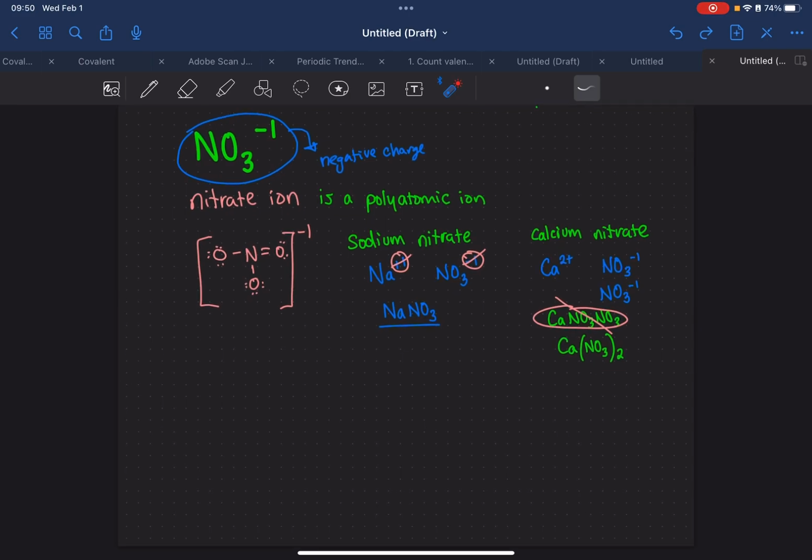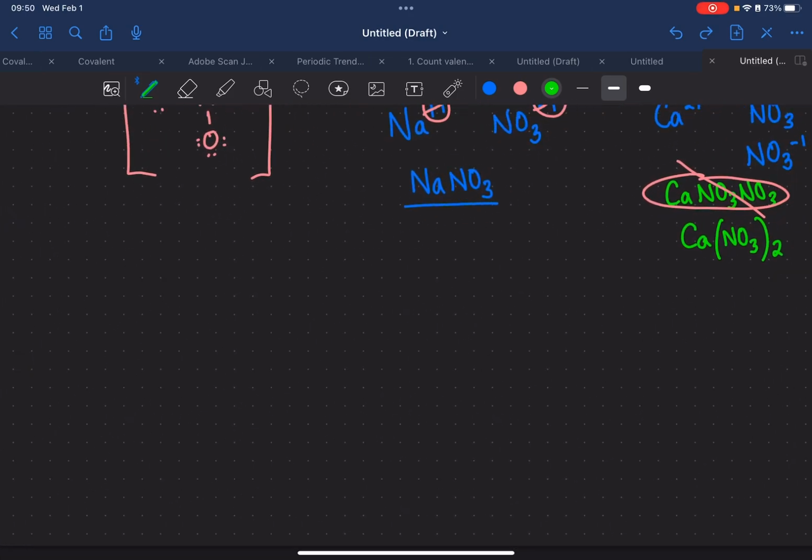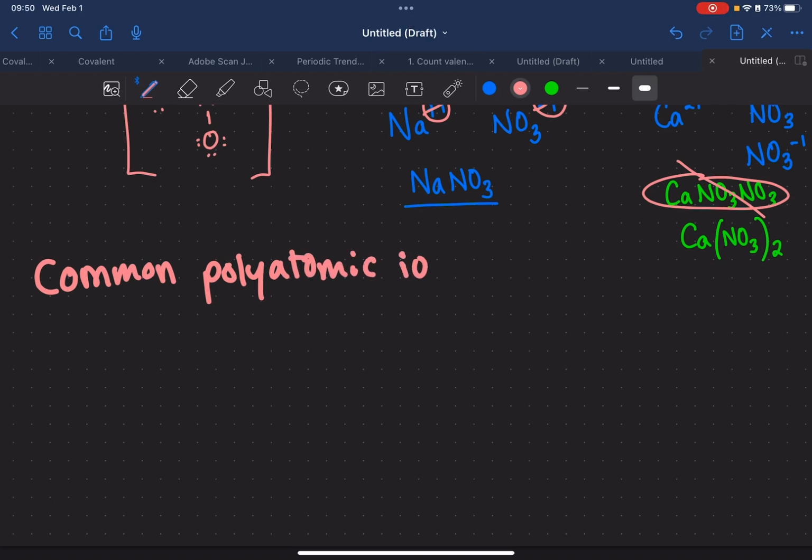Now, if we were only working with nitrate, that would make this super, super easy. But remember, nitrate is just one example of a polyatomic ion. There are more that I need you to know. So I want you to write these down too. Let's start a new section, call this common polyatomic ions.